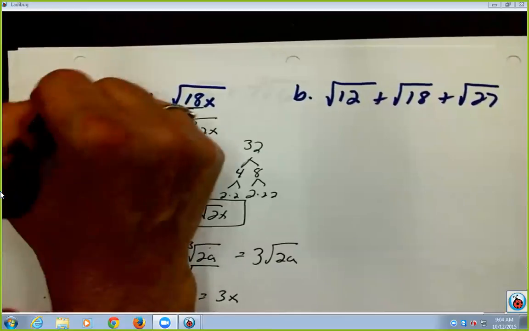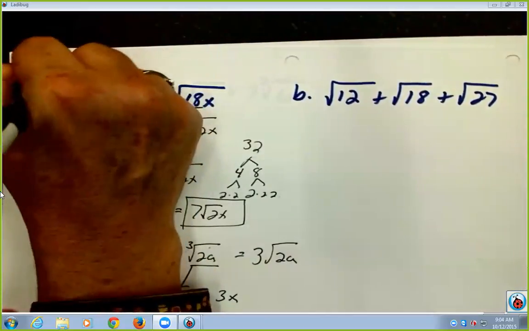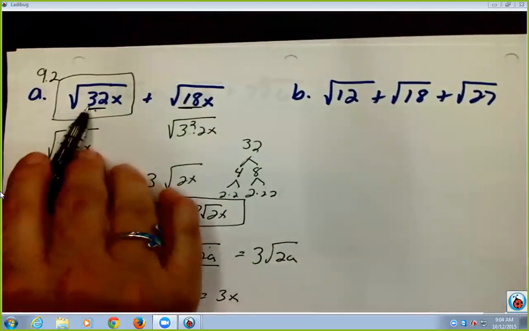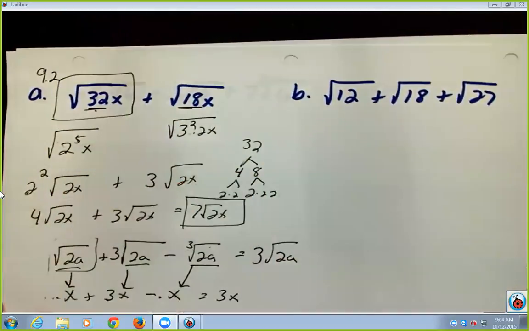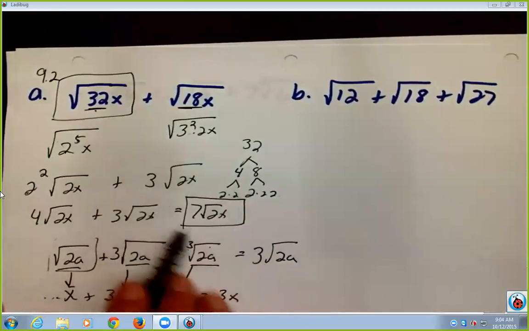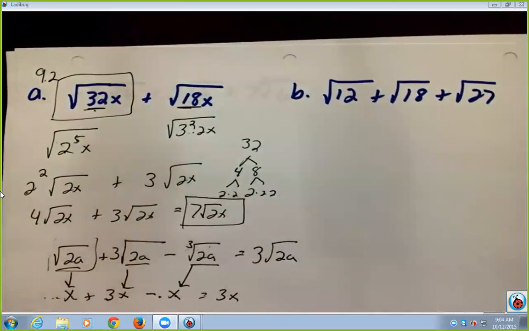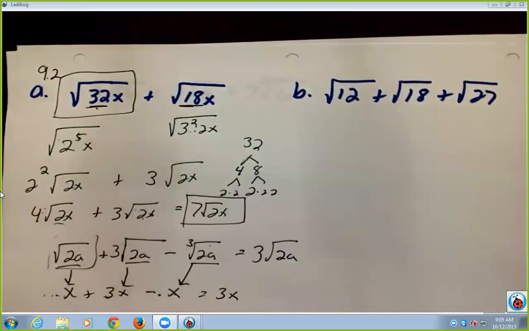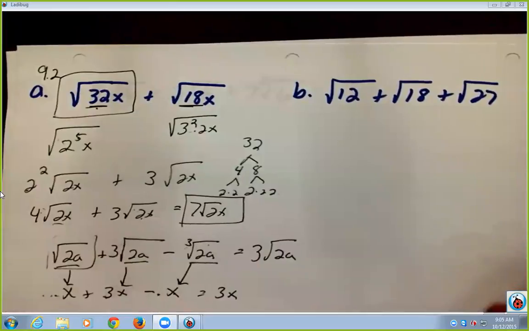So I took 9.2, used 9.2 to break this apart and to break this one apart. Then took those answers, combined them together because they are like. Notice again, 2x, 2x. The radicands match. The indexes match, so I can put them together. So what about this next one?